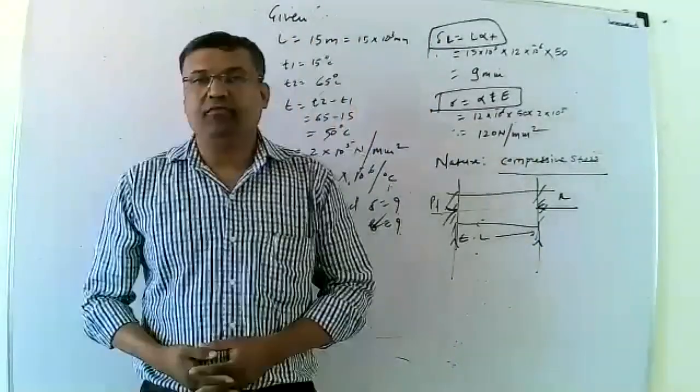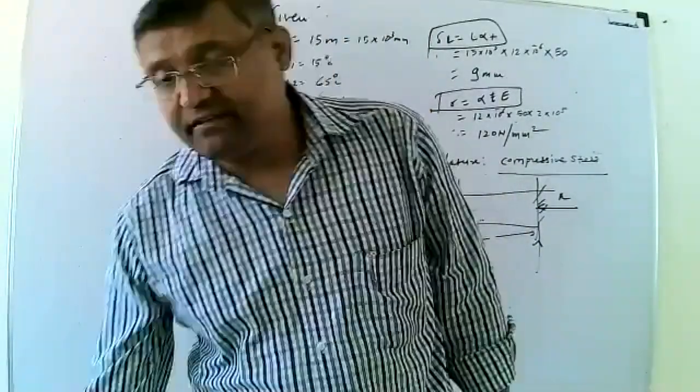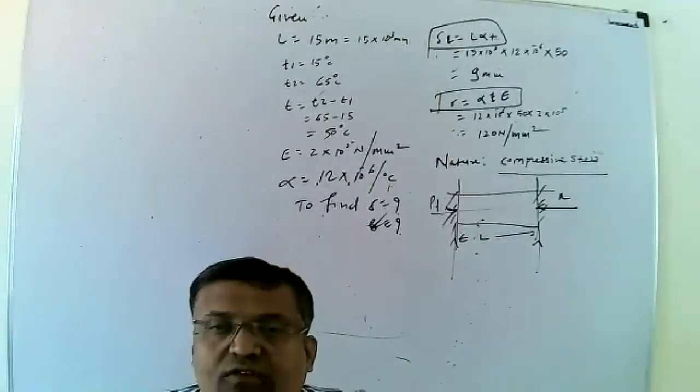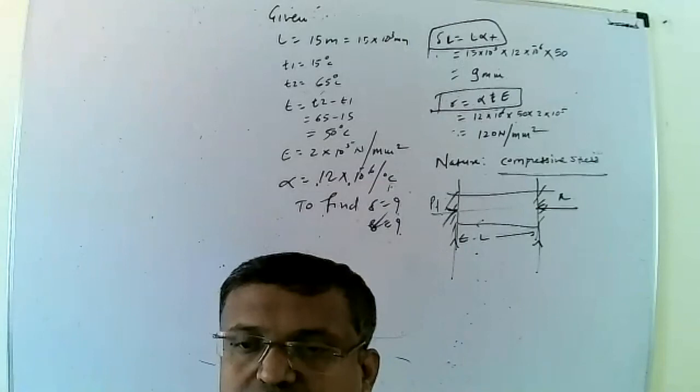In the next chapter, we will discuss elastic constants. There are three types of elastic constants: modulus of elasticity, Young's modulus of elasticity, and shear modulus.